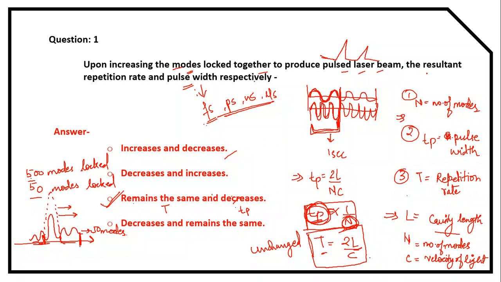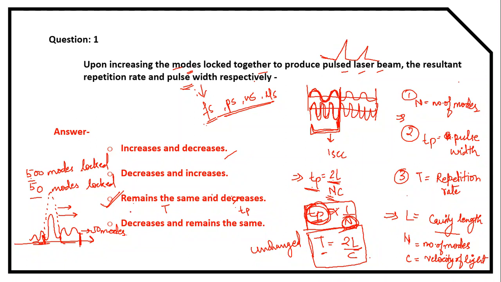Then the third thing is the resultant repetition rate and the pulse width. There was a relation for the pulse width: Tp equals 2L upon NC. Here Tp is called the pulse width, and N is the number of modes. Therefore, we can conclude that the pulse width has an inverse relation with the number of modes. The more you increase the number of modes, the smaller the pulse width will be.